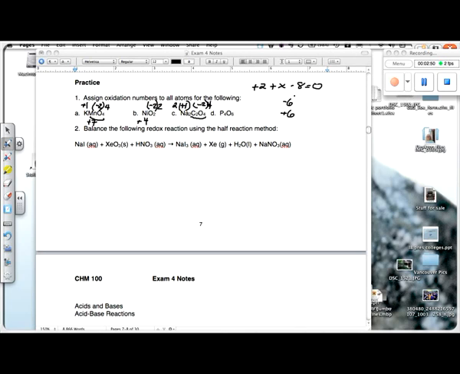But I've got 2 carbons in this compound right here, okay? So the 2 of them together are positive 6, so each carbon is plus 3. Okay, so one more time. Plus 2 for the sodiums, negative 8 for the oxygens. This is the carbon. All the oxidation numbers have to add up to 0. So X has to be plus 6, but I've got 2 carbons, so that makes each carbon plus 3.